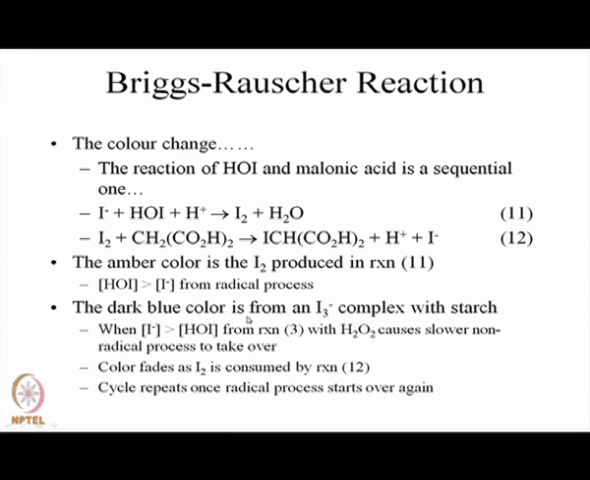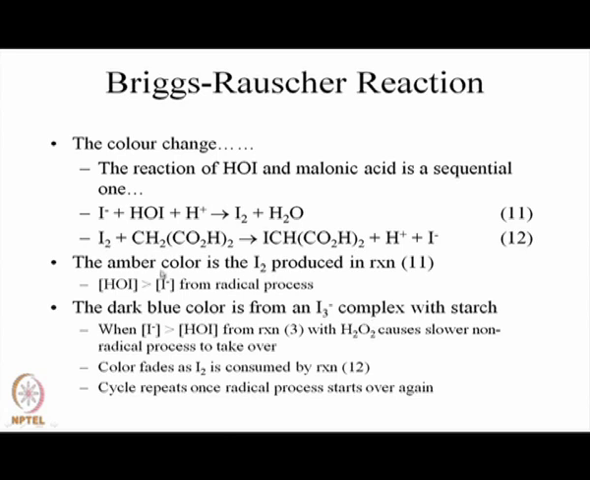Now, the dark blue color is from the I3 minus complex with starch. So, when I minus is greater than HOI, from reaction 3 with H2O2, slower non-radical processes take over, and the color fades as I2 is consumed. By reaction 12, you see I2 is again consumed.